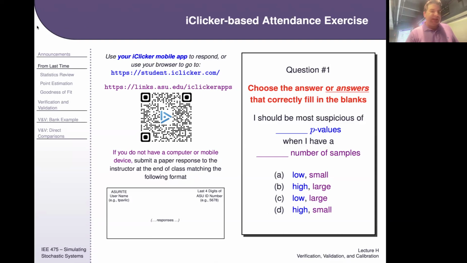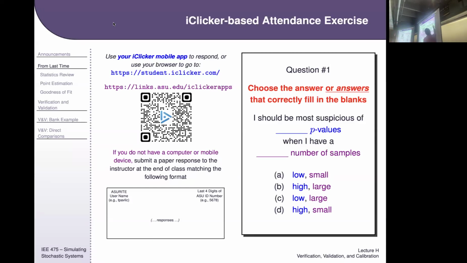I want... I've never done this. I'm going to try one of these here that I've never done before. Let me see if this works. All right, yeah, good. So close the results for now. I think this multiple answer will work here. So choose the answer or answers that properly fill in these blanks.